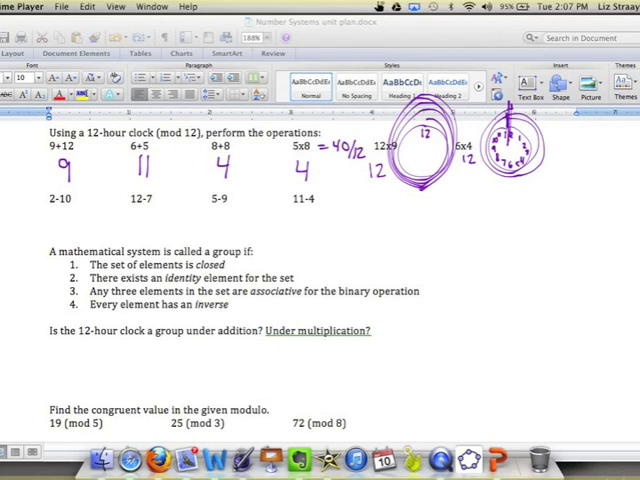Subtractions, I really need to look at a clock. So if it's 2 o'clock, 10 hours ago was 4 o'clock. If it's 12, 7 hours ago was 5. If it's 5, 9 hours ago was 8. If it's 11, 4 hours ago was 7.